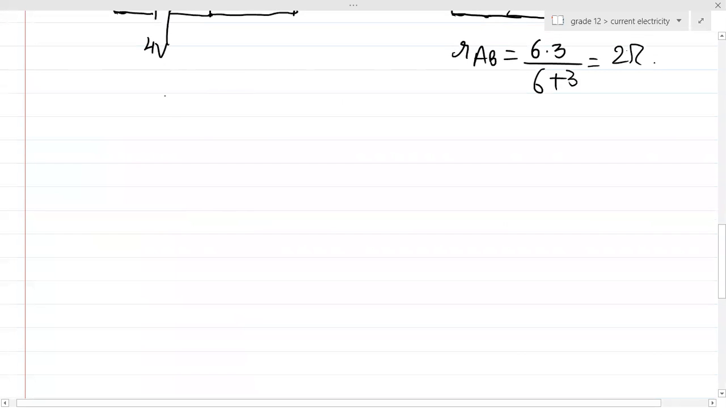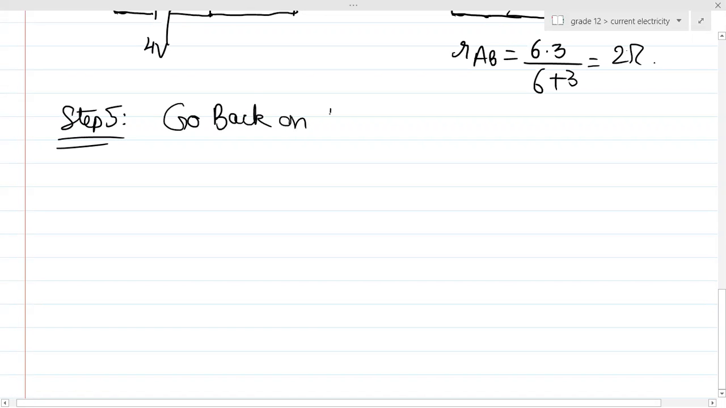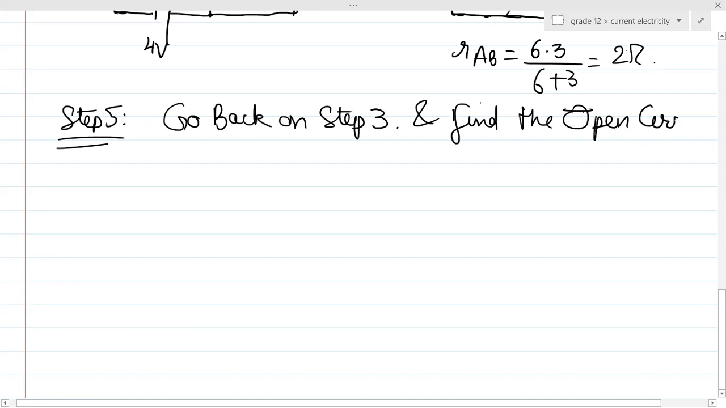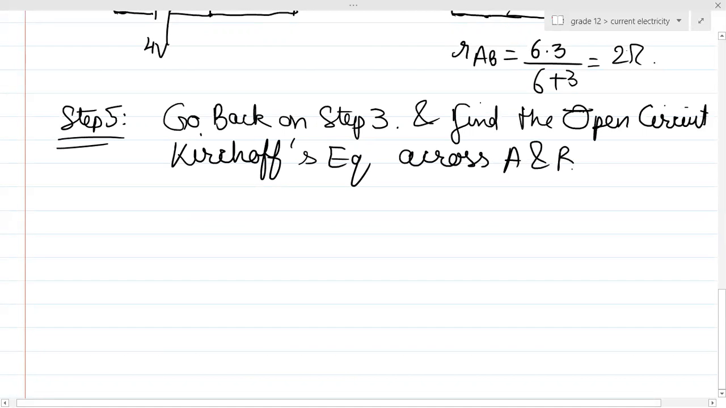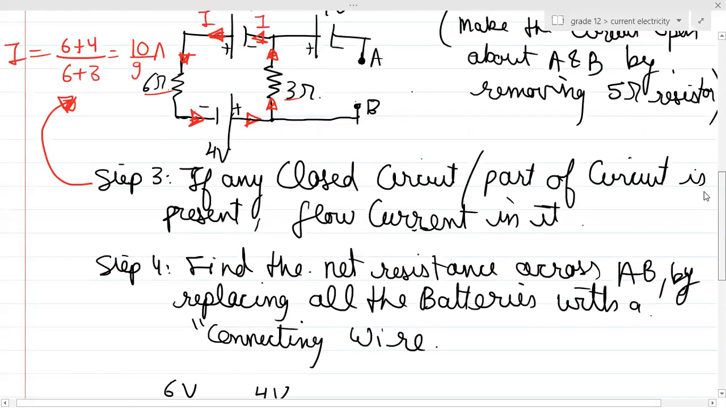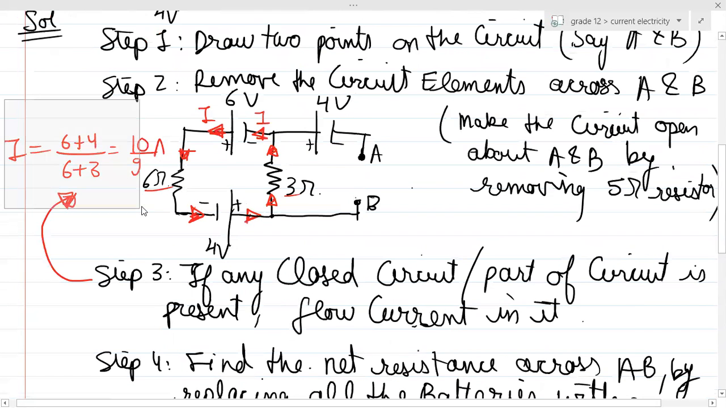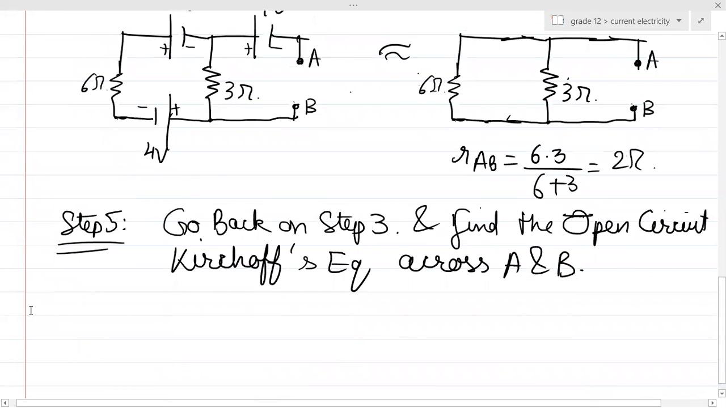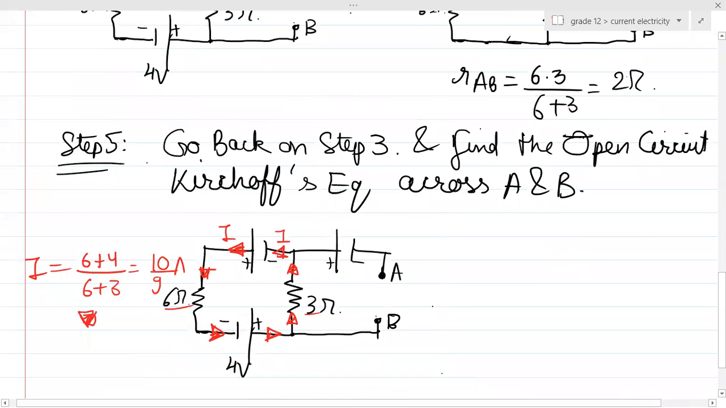Okay. So step 5 is to go back to step 3 and find the open circuit Kirchhoff equation across AB. So basically what will you do? You'll find out the open circuit Kirchhoff across AB.